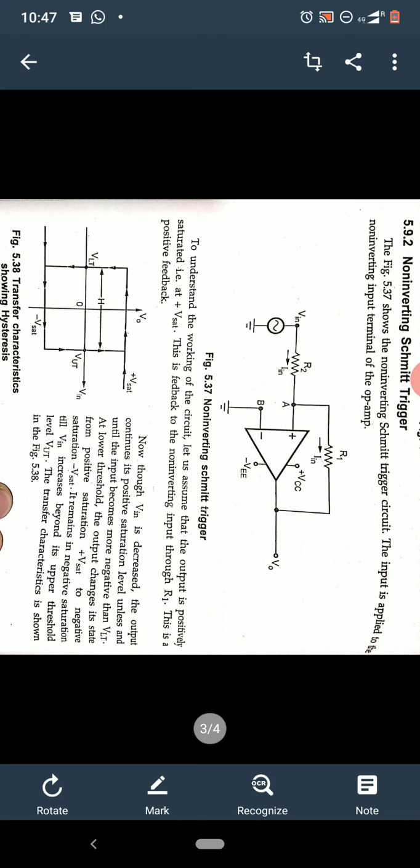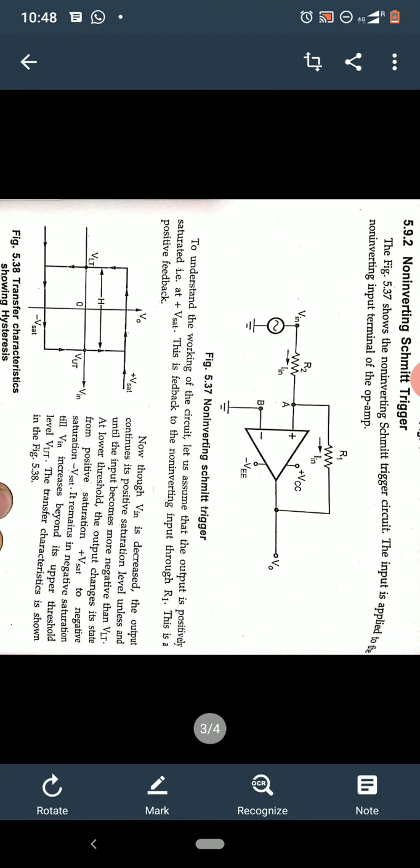Once your V input is reduced well below the VLT, that is, your V input is more negative than the VLT, the output of the Schmitt trigger changes its state from plus V saturation to minus V saturation. I hope this is clear now. In the duration in between VUT and VLT, it will hold its previous state.